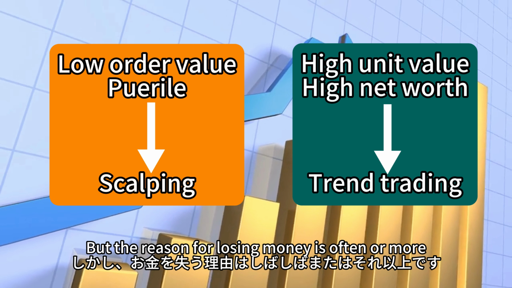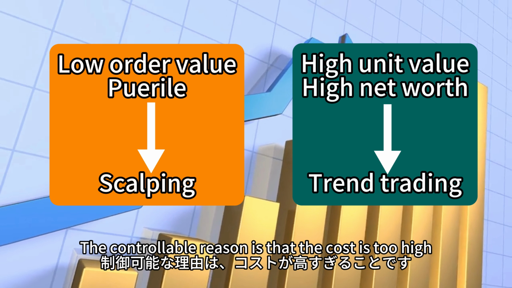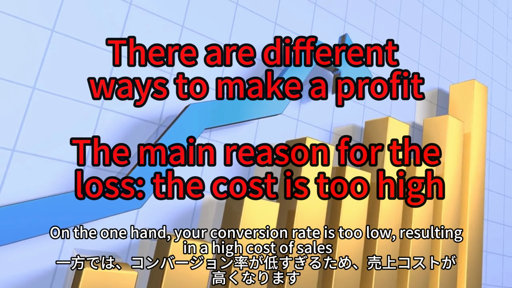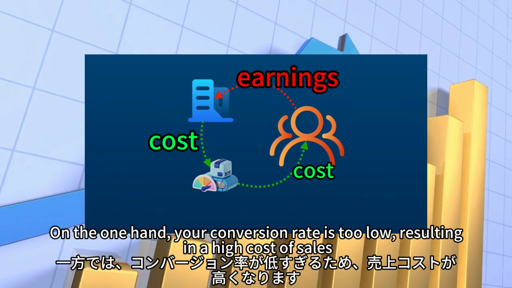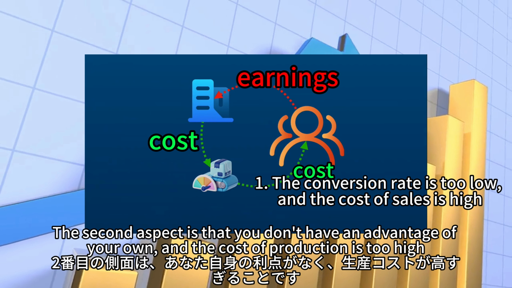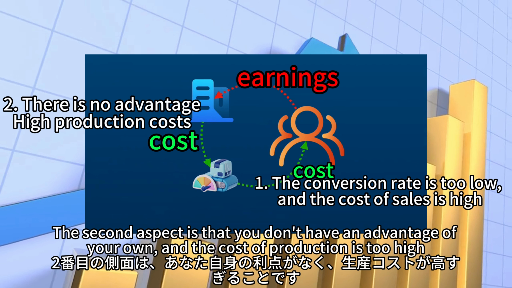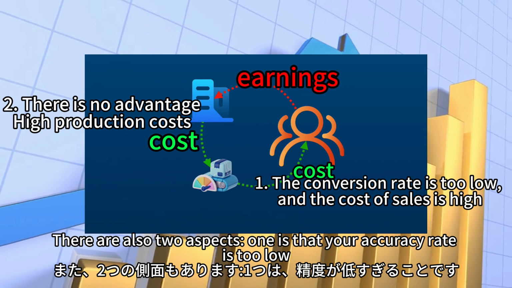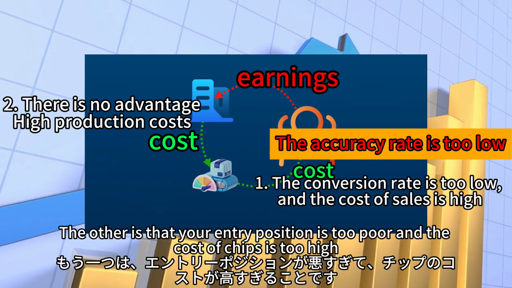But the reason for losing money is often, or more, the controllable reason: the cost is too high. The high cost mainly comes from two aspects. On the one hand, your conversion rate is too low, resulting in a high cost of sales. The second aspect is that you don't have an advantage of your own, and the cost of production is too high. Analogy to trading, there are also two aspects. One is that your accuracy rate is too low. The other is that your entry position is too poor and the cost of chips is too high.